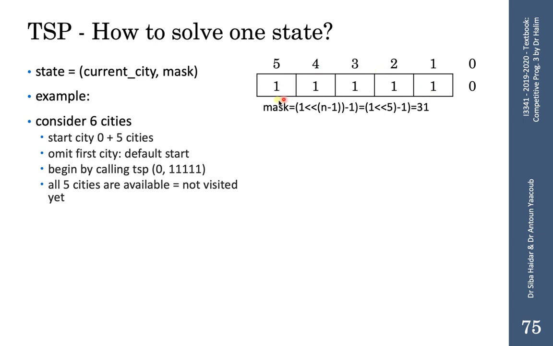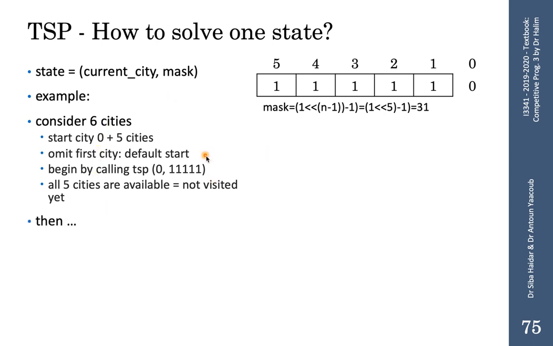What is the value of this mask? How do I give this value? I cannot write 1 1 1 1 1. I will have to write mask equal 1 shifted n minus 1, 6 minus 1 here, times to the left. It will give me 1 with 5 zeros. I subtract one from it. It will give me the 5 ones. So this is the value 31. So I start by calling with the value 31.